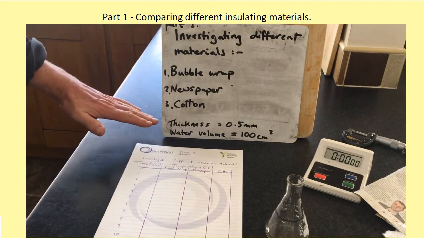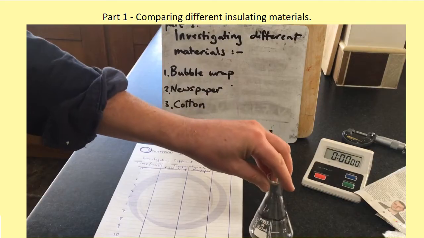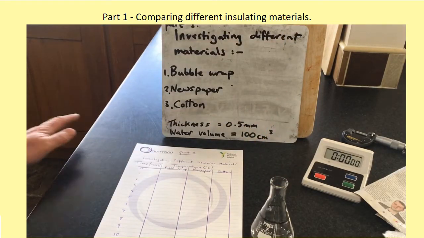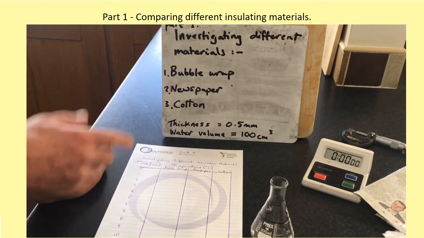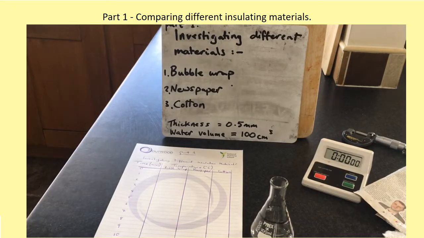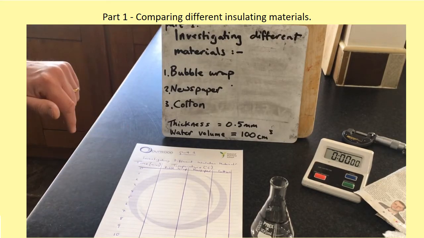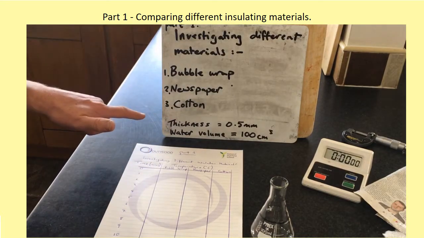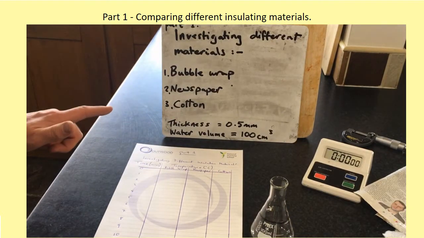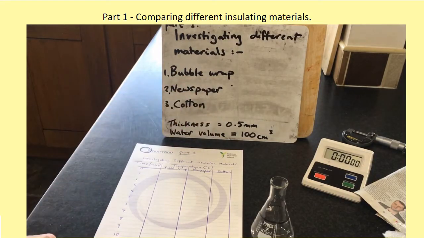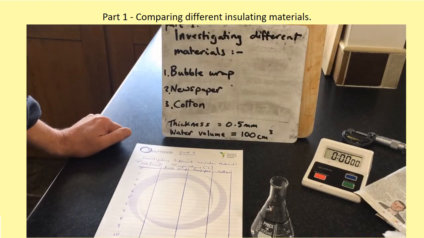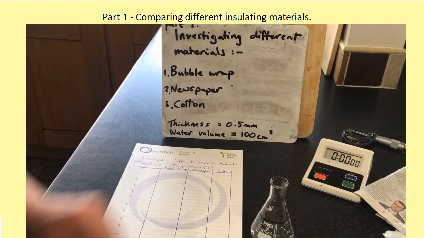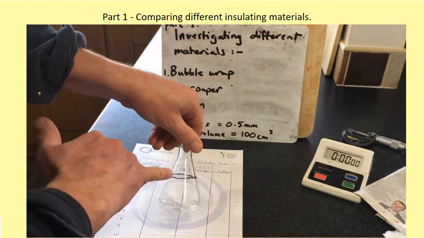Control variables then, thickness, the volume of hot water that I'm going to put in. So we're going to put hot water in there straight out the kettle and then plot, once we've got readings from 0 minutes to 10 minutes as the temperature drops. We'll do it for bubble wrap, we'll do it for newspaper, and we'll do it for cotton. The volume's going to be the same, the thickness is going to be the same, the starting temperature I'm going to make sure is the same, the times that I'm leaving them to cool down are also going to be the same. The independent variable here is just the material type, and the dependent variable is going to be the temperature drop.